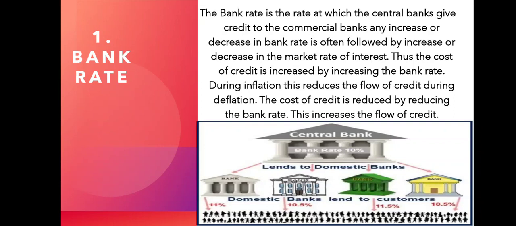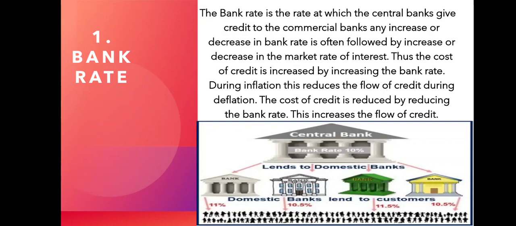The bank rate is the rate at which central banks give credit to the commercial banks. Any increase or decrease in bank rate is often followed by an increase or decrease in the market rate of interest. Now, the market rate of interest is the rate of interest that the public pays to commercial banks when they take a loan from them. So, if the bank rate, that is the rate of interest that commercial banks have to pay the RBI, changes, obviously the market rate of interest will change. Thus, the cost of credit is increased by increasing the bank rate.